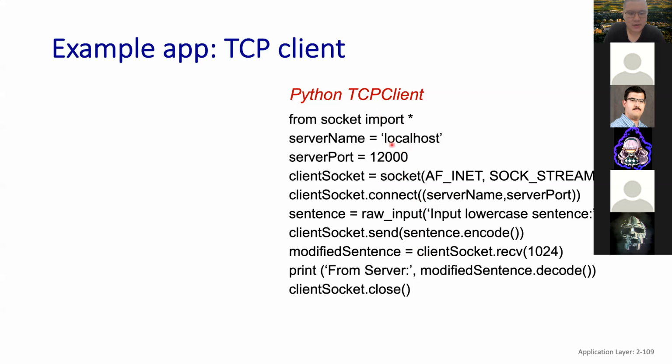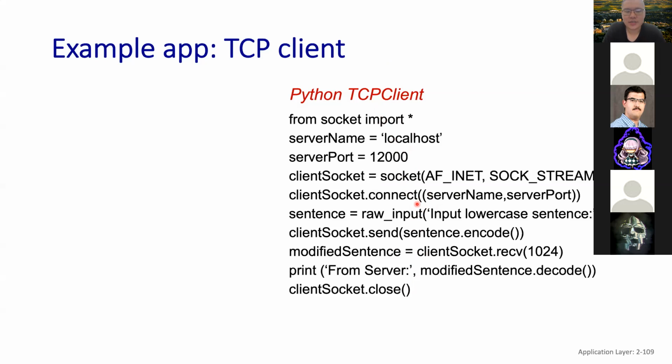This is the same, right? 1, 2, 3, 4, 5, 6, 7, 8, 9. So I think 9 lines are the same, exactly as UDP, but the only difference is this one line where you establish the connection between the server and the client side.